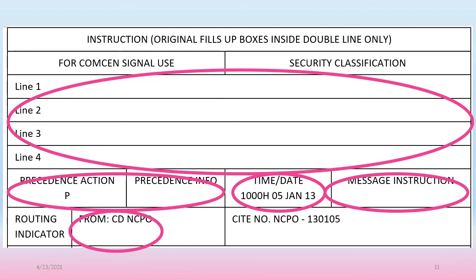From, in this block, the designation of the originator is entered. Police abbreviation should not be used if addresses outside the police service are included. Another yun siya. Ang ilalagay mo dyan is yung designation of the originator. Saan ba siya? So, andyan sa example natin, CD in CPO. So, ang ibig sabihin yan, City Director of Naga City Police Office.